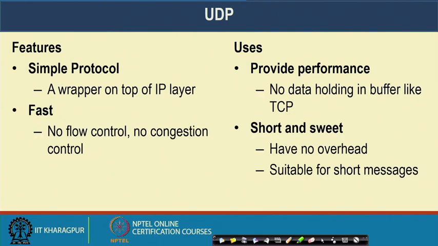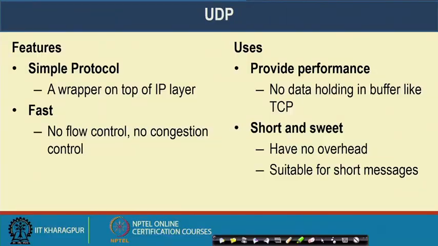So, these are the broad features and the uses of UDP. The feature is that first of all it is a very simple protocol. Sometimes we say that it is not at all a transport layer protocol, it is just like a wrapper on top of the IP layer. Whatever services are provided by the IP layer, the same set of services is just forwarded to the application by bypassing the basic transport layer functionality. So, UDP works like a wrapper on top of the IP layer.